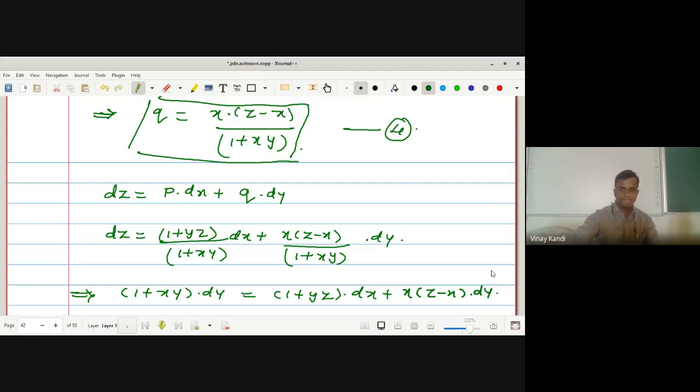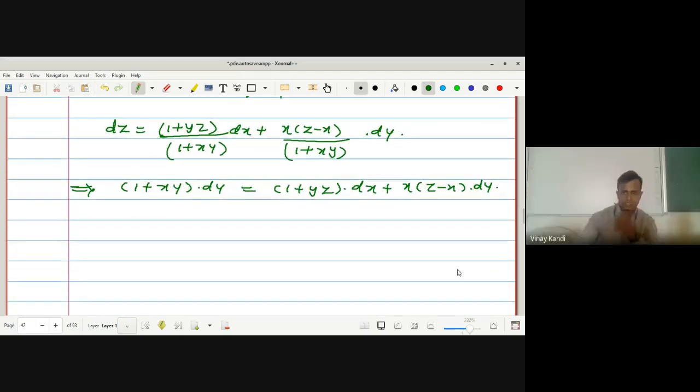Solve it, we will go home. Sir, the dz is (1 plus xy) into, sorry, dz. This can be solved, integration can be done. Wait, I will tell you how to solve it. dz plus x into y dz is equal to dx plus y into z dx plus xz into dy minus x square into dy.